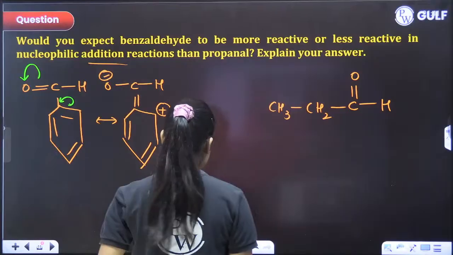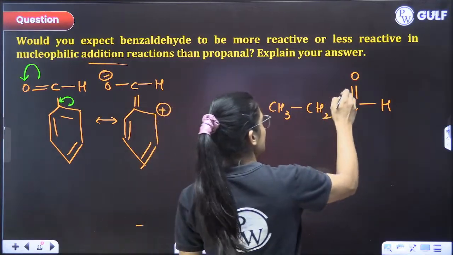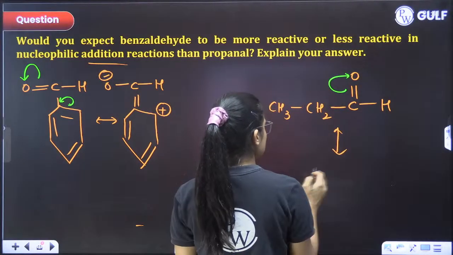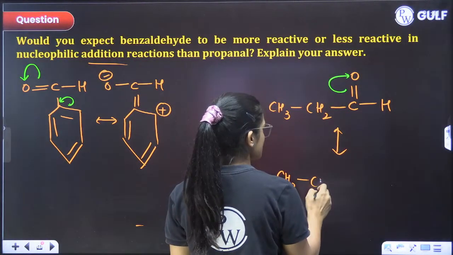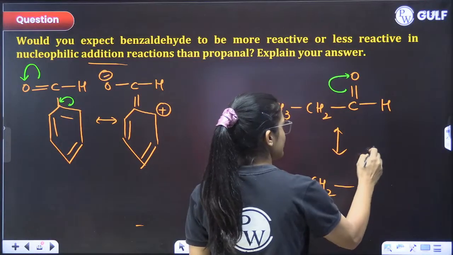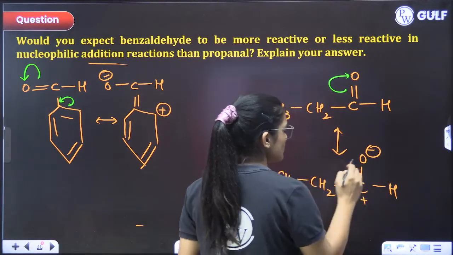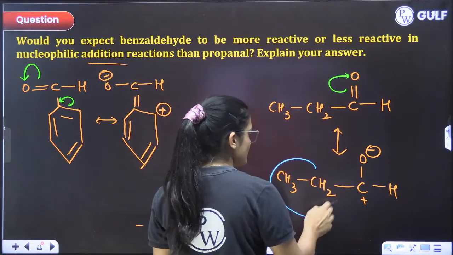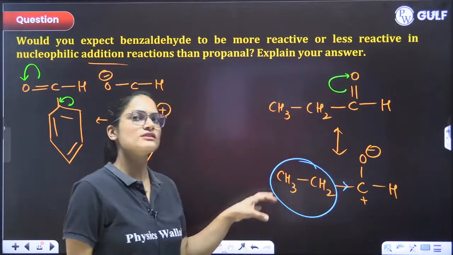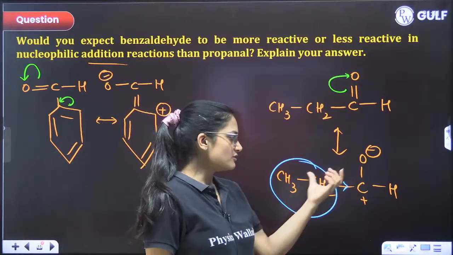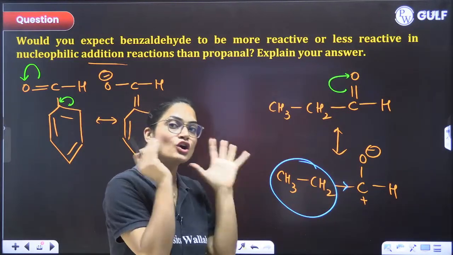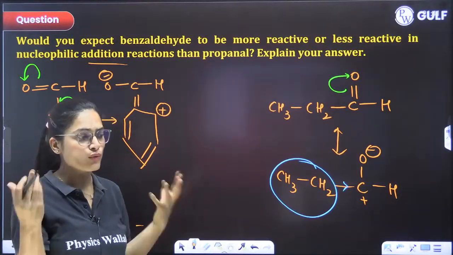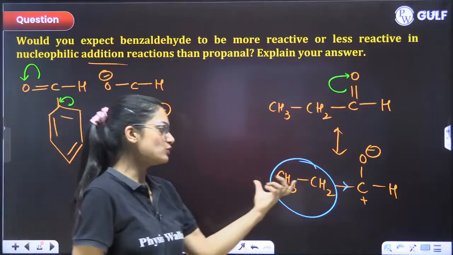Now if I talk about this one, your pi electrons will shift towards oxygen: CH3CH2, single bond C, O negative, and this is your hydrogen. Now this carbon has positive charge, but there is one alkyl group donating electrons to this carbon, increasing electron density on it, but not as much as in the other case because the resonance effect dominates. Resonance is more effective as compared to inductive, and also the hindrance is less.